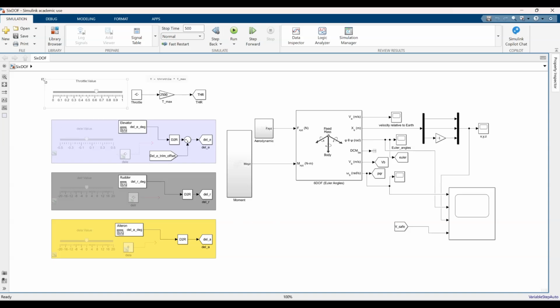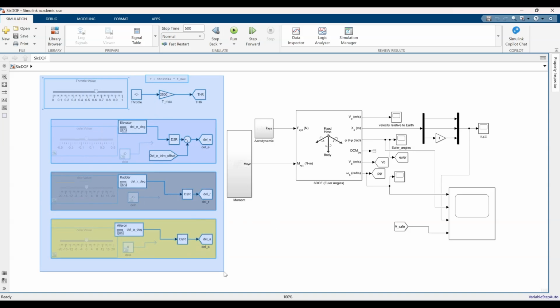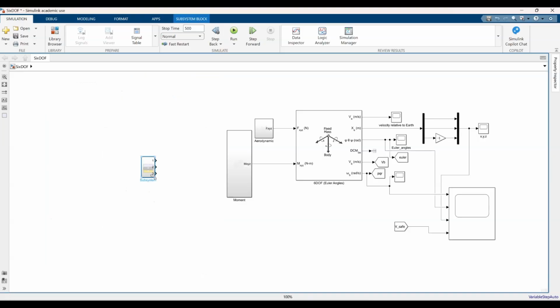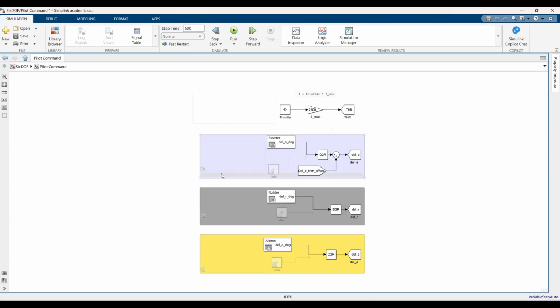So let's start by making this simpler. The pilot command here, I will create a subsystem off of that. And this will be my pilot command, or pilot controls, whatever you want to call it. Okay, let's click on these 1, 2, 3 outputs. We don't want any output off of this system for now. So there goes that. Now, next thing is I want to go inside the pilot command.